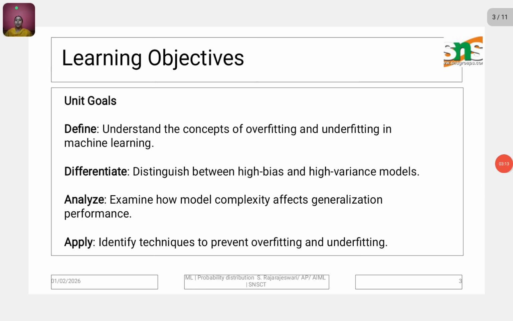The learning objectives are: understand the concept of overfitting and underfitting in machine learning, and distinguish between high bias and high variance models, where high bias means underfitting and high variance means overfitting. We also analyze how model complexity affects generalization performance. Then apply the concepts to identify techniques to prevent overfitting and underfitting. So these are the learning objectives.